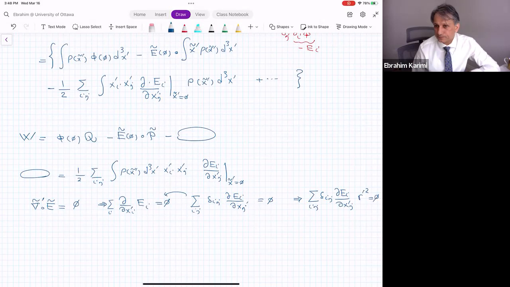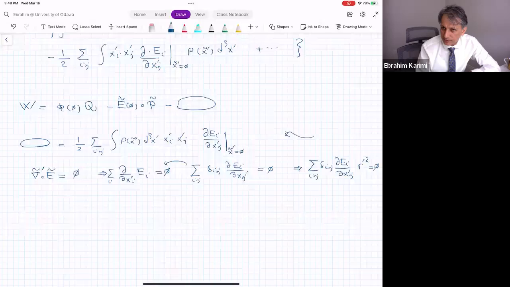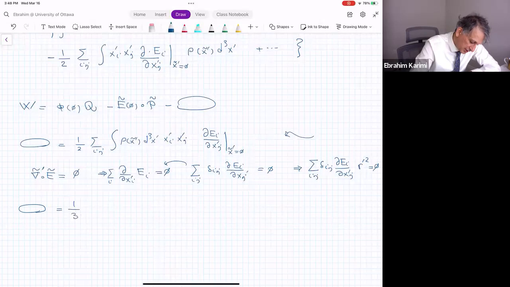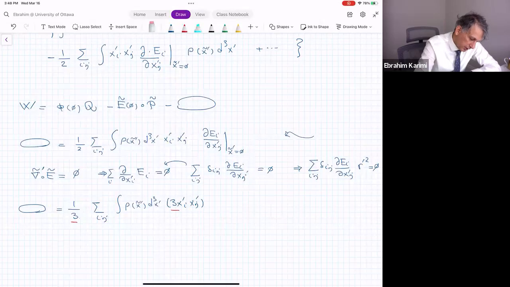Perfect. So what I will do with this term, I will multiply the denominator and numerator by three. Essentially, whatever we have there will be one divided by three multiplied by two, summation of i and j, integral of rho of x prime, d3x prime, then that will be three x prime i x prime j. Do you agree? Because the three goes away. These three and that three, they will cancel out each other. Maybe I shouldn't write it that way. Good?